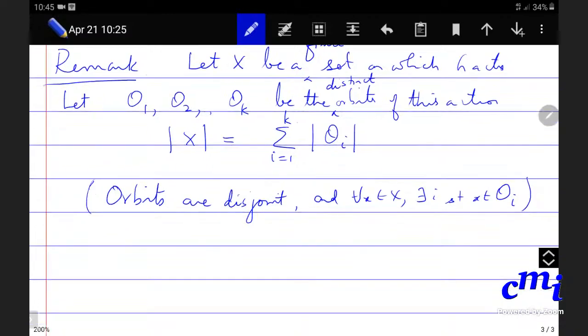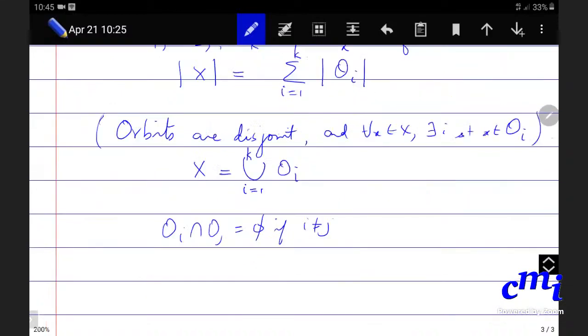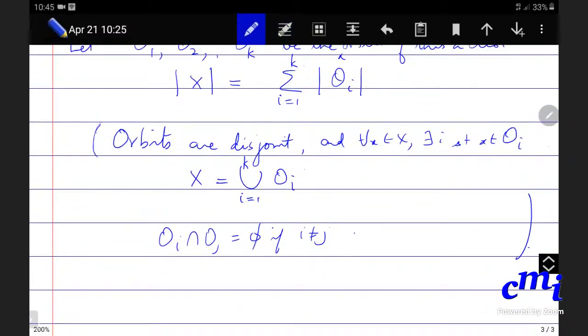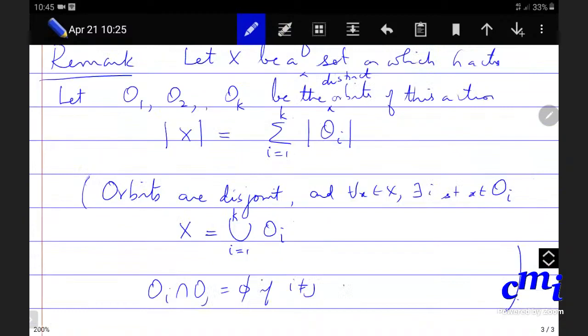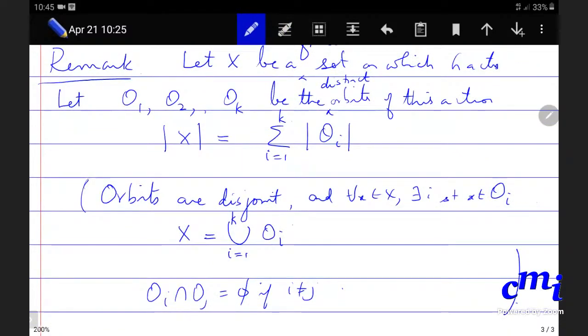Since this is the first time we're seeing all these things, X is the union of its orbits. Oi intersect Oj is empty if i is different from j. Therefore, the sum of the orbit sizes is equal to the size of the set. Again, it makes sense even if it's not a finite set.